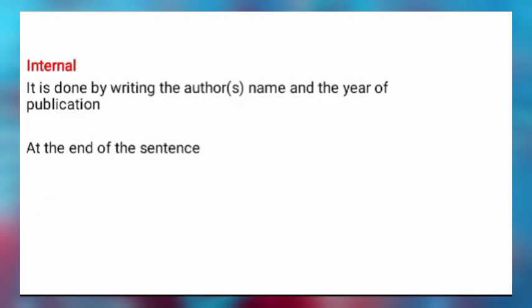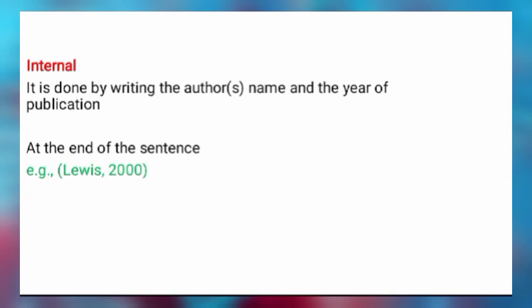So for the internal referencing, we normally add them to the introduction and the discussion section. So if you want to write your internal reference, you just write the name of the author and the year of the publication. There are two formats of writing internal referencing. It is either you bring it before the sentence or after the sentence. So let's start with those that we write at the end of the sentence.